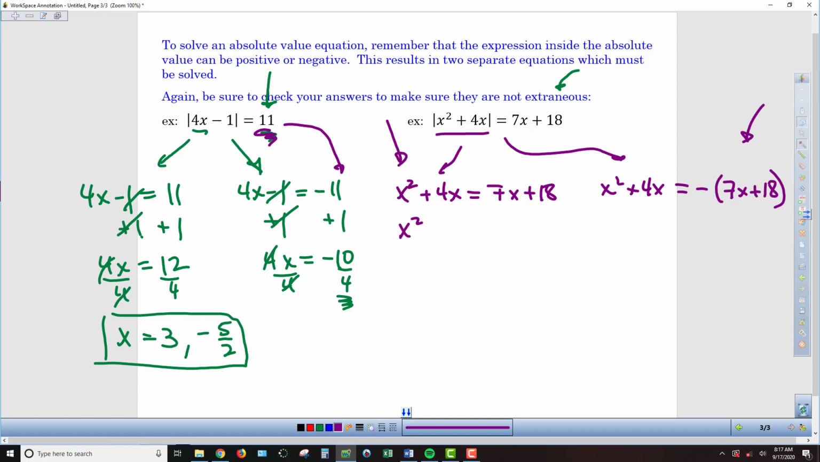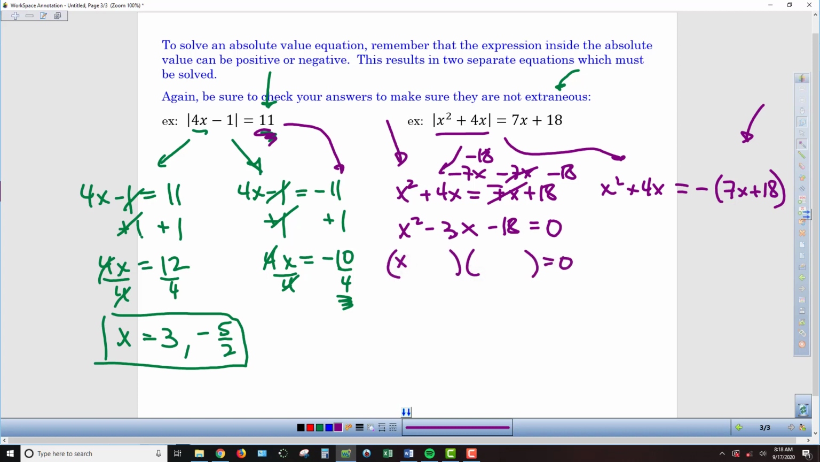So I've got x squared. I need to subtract this 7x from both sides. So that's going to give me a negative 3x. I'm also then going to have to subtract this 18 from both sides. So I'm going to get minus 18 equals 0. So I'm going to try to factor this.